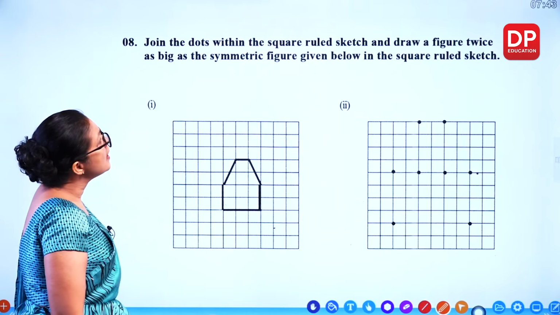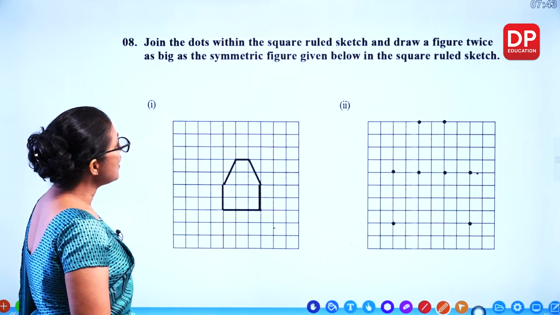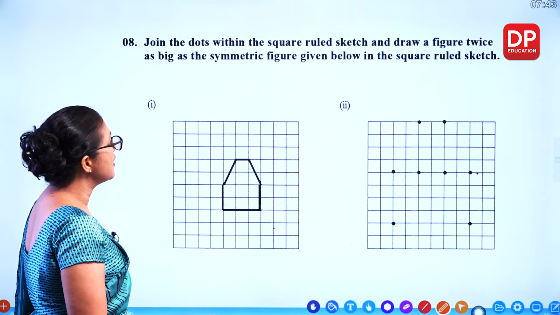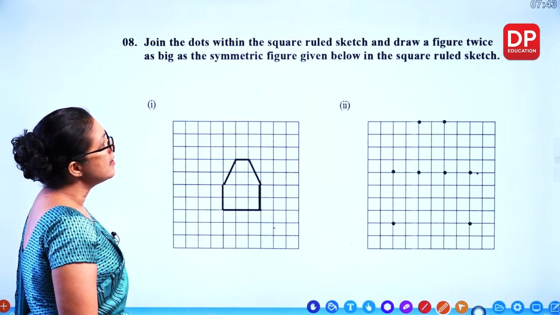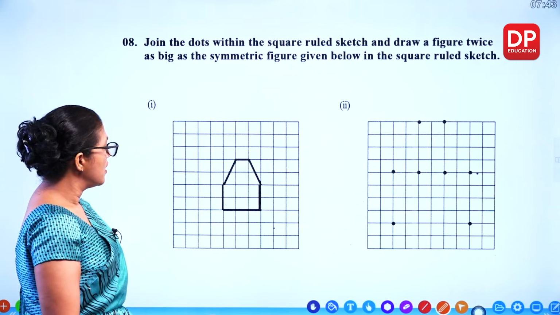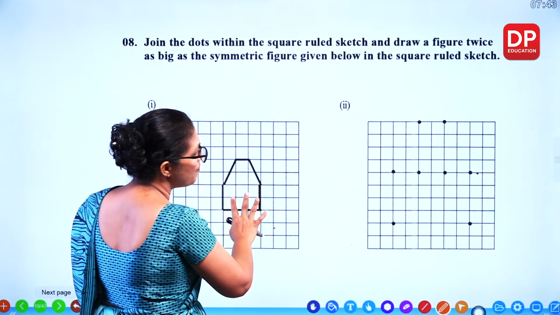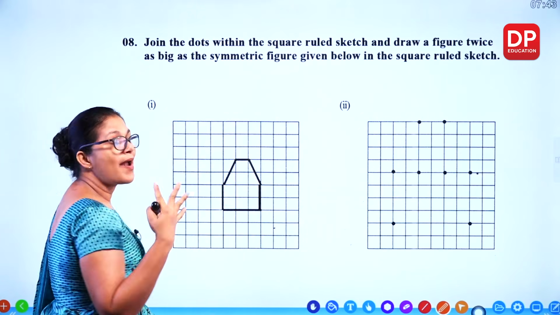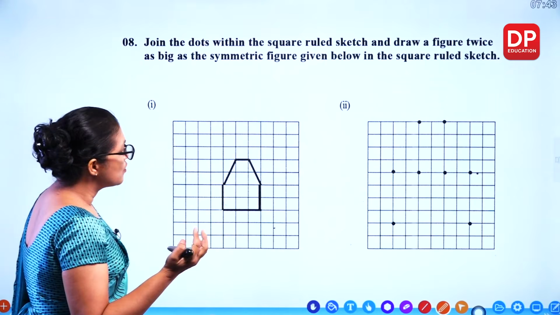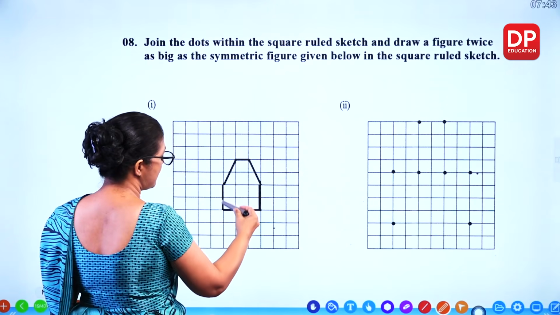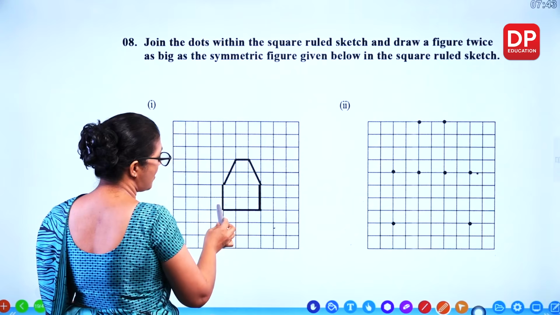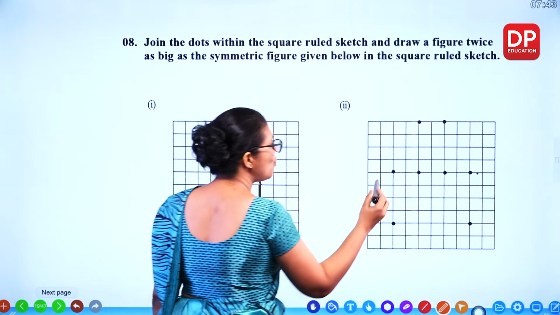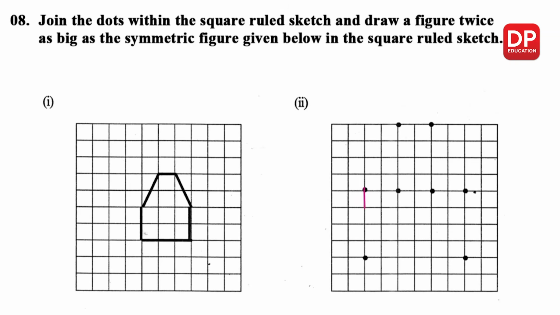Join the dots within the square rule sketch and draw a figure twice as big as the symmetric figure given below in the square rule sketch. So you have been given a diagram. We need to draw the same thing but twice as big. So we can start here, this side 2 squares. So we can take 4, double of 2. 2 times 2, 4. You can connect here to here.